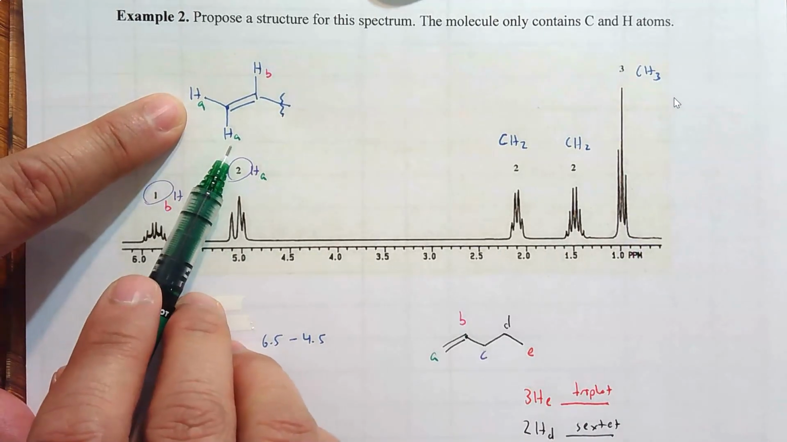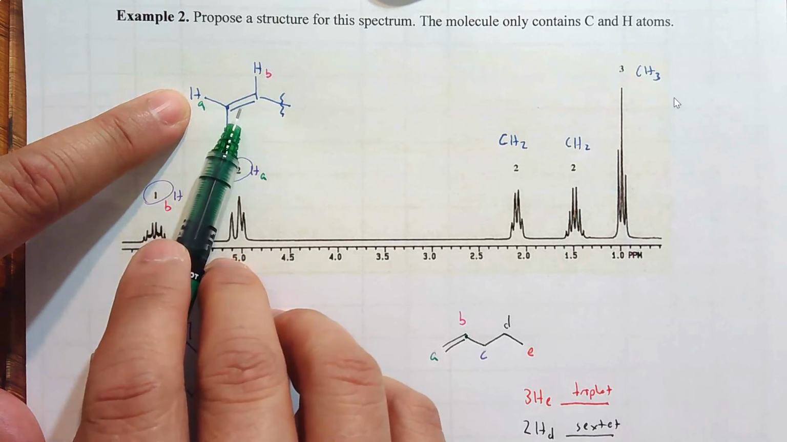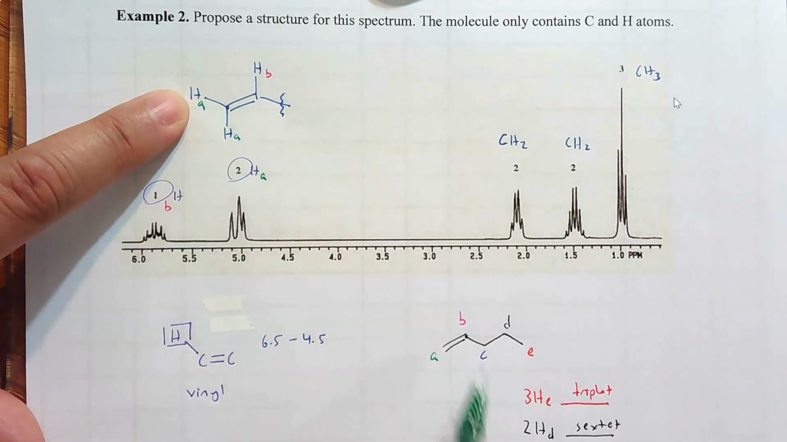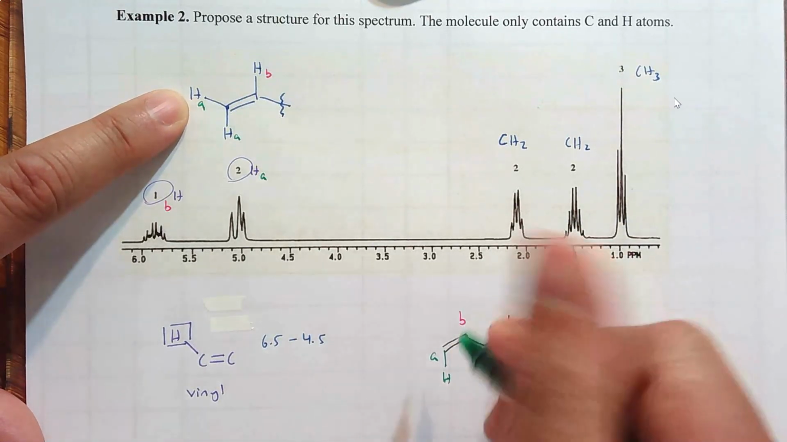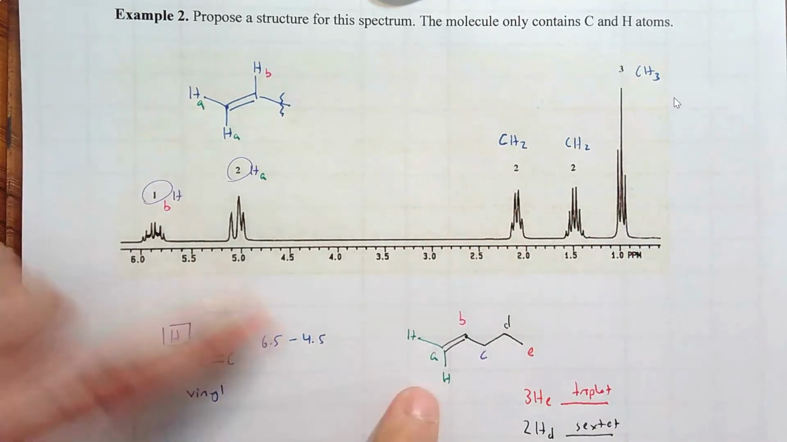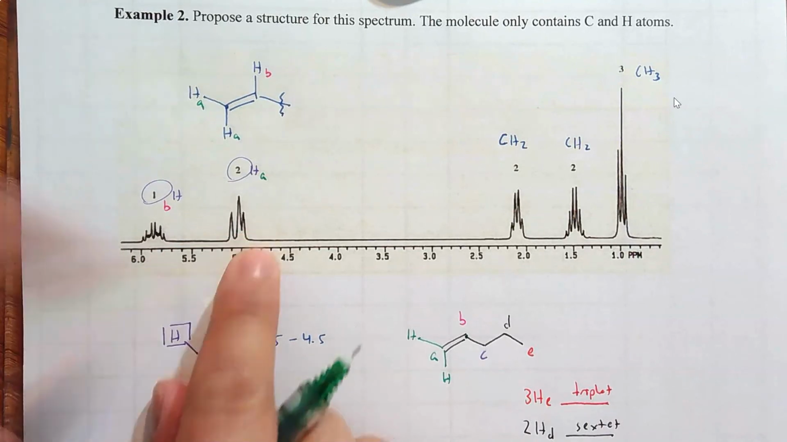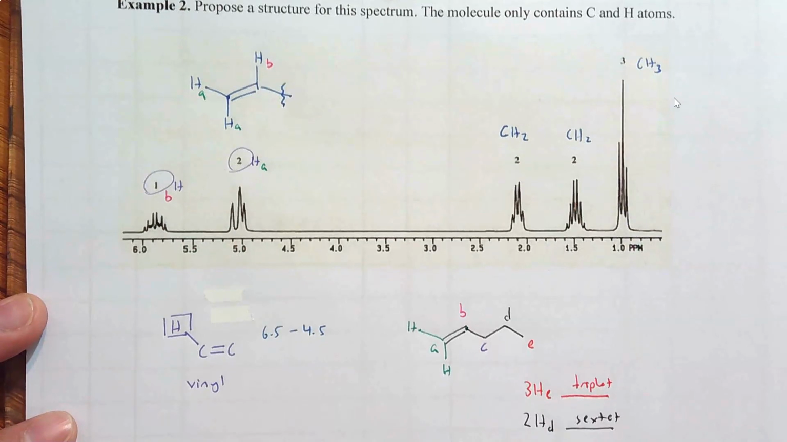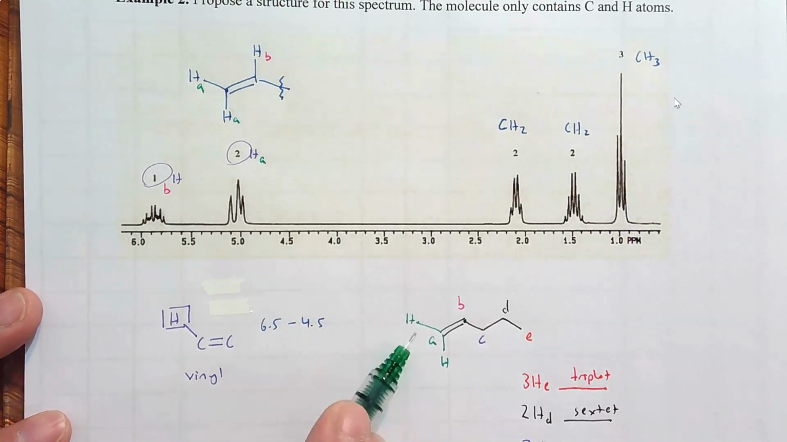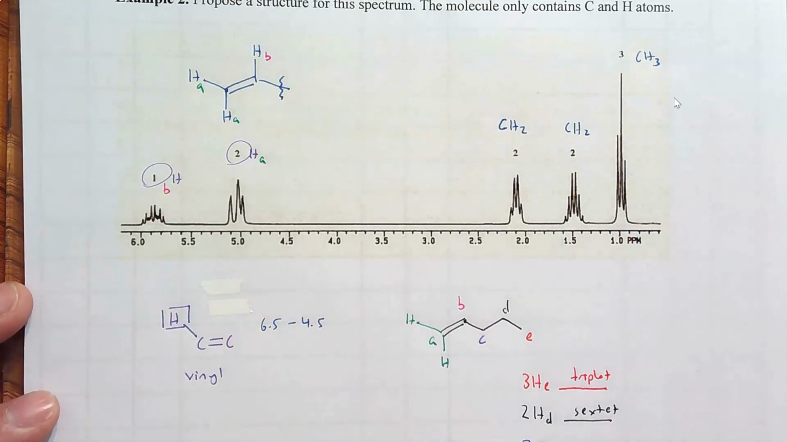Because these two HAs are slightly different due to the rigidity of the double bond. Okay, the one going down is always closer to this carbon, right? This hydrogen going down is always closer to this C than this hydrogen going up. So these two are technically different, and they're overlapping. This is really a 1H situation, and they are actually splitting each other also. That's why it's more complicated than what you would predict.